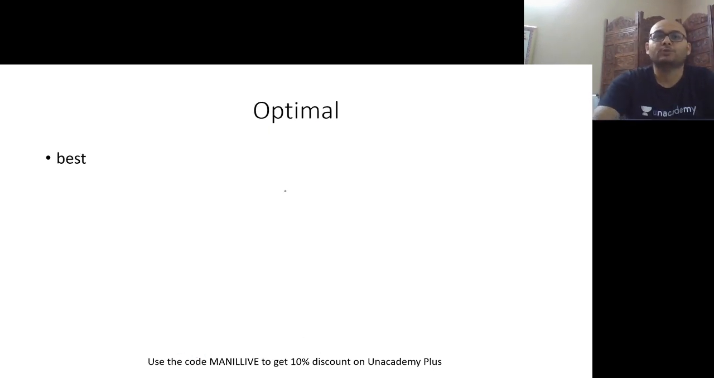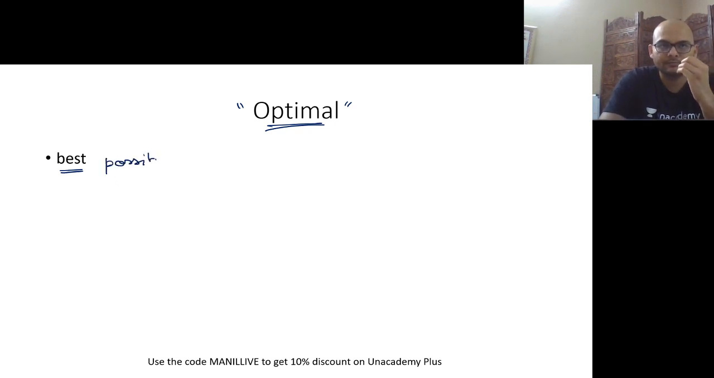All right, next one, optimal, and the last word of the whole. Right, that's the last one. Yeah, that's the last one. Optimal. Optimal means best. Now, how best? Best, optimal, best possible. Okay, optimal means best possible.